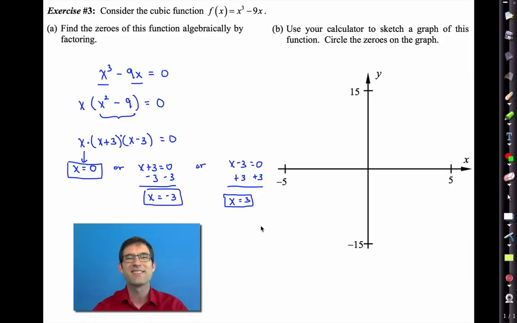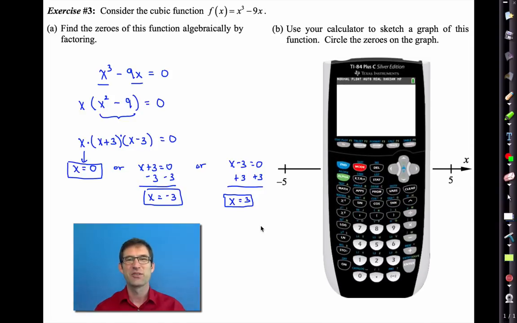All right, but let's see how this plays out in a graph, because you've never seen the graph of a cubic before. So let's open up our TI-84 Plus. All right, great. Let's go into y equals, as always. All right, clear out anything that might be in y1, y2, y3. Take a little bit of time to do that.